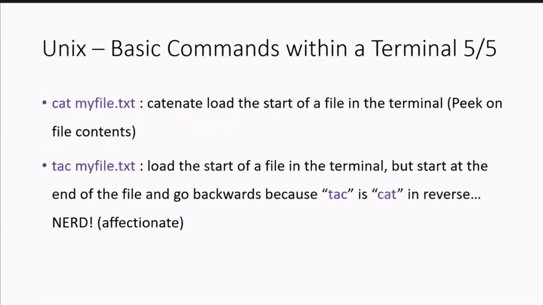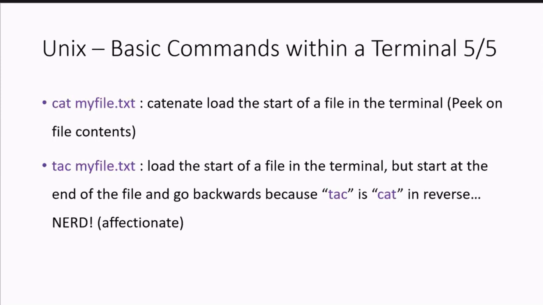Moving on. Cat. If you want to peek at the contents of a file, the cat command will show you the first few lines of it. This can be great if you want to see if you successfully downloaded a file without opening the whole thing, especially if you have a big file. Cat is useful to just peek at your file contents.